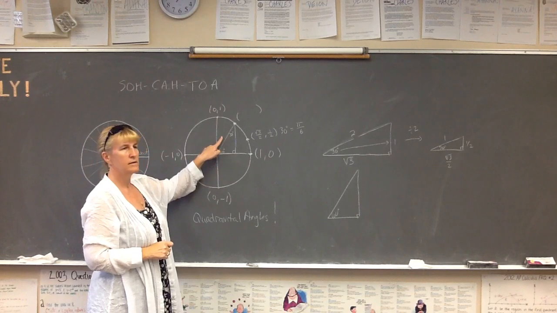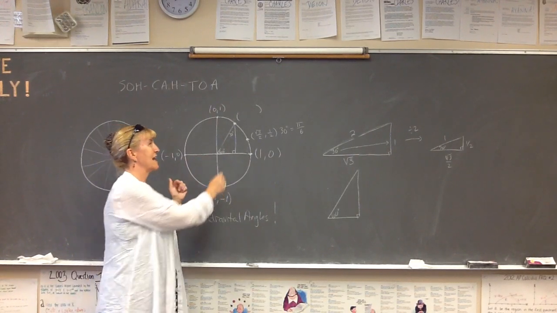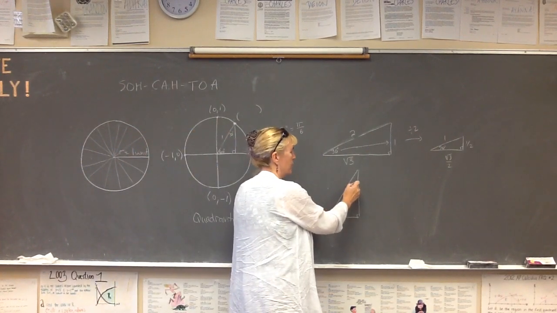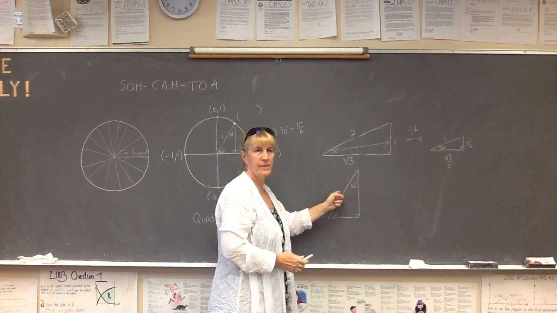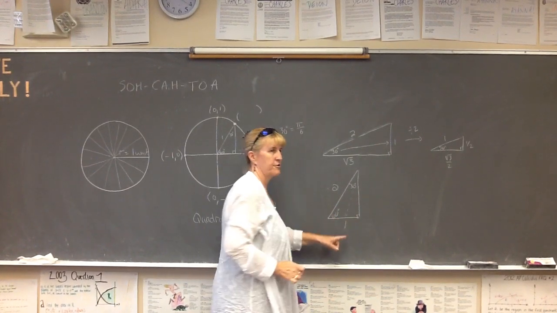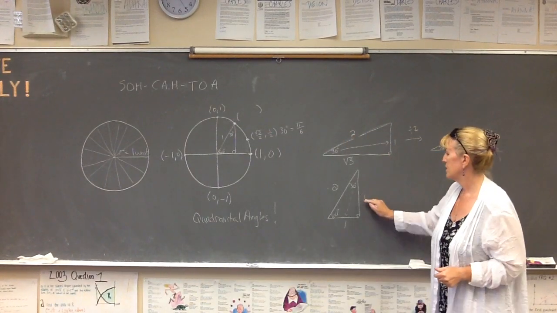What goes here? 2, 1. Now, it has to be a 1 because it's on the unit circle. So let's go over here. And what goes on here typically? Typically it's a 2. Your one side is across from the 30. Your 2 is on the hypotenuse, and your long leg is a square root of 3.